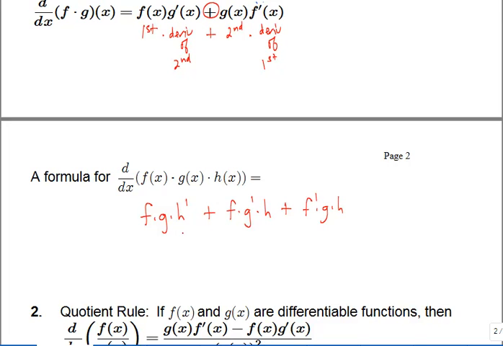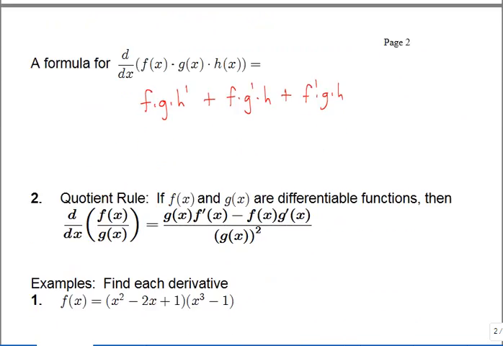So you can see that I took the derivative of each individual function exactly once. Here's h prime, here's g prime, here's f prime. And each time I do that derivative, I multiply it times the other two functions unchanged. So again, it's very similar to our product rule for two functions. Just make sure that you take the derivative of each function once and correspondingly multiply it by the other two, or however many you have, and add all those pieces together. Alright, so there's our product rule.